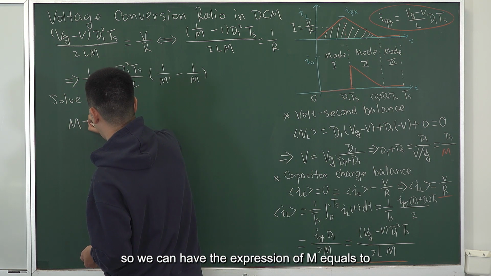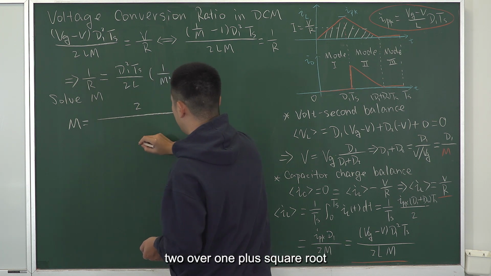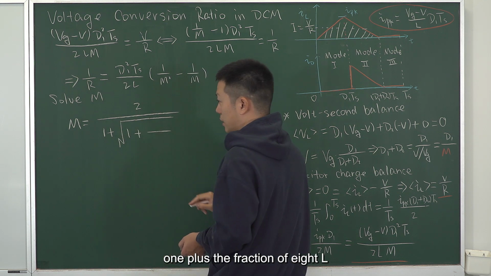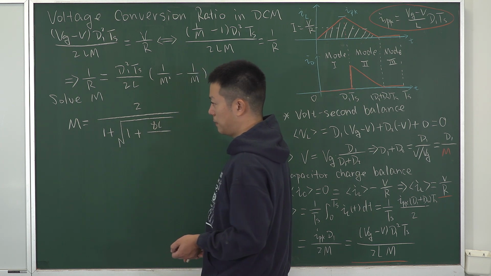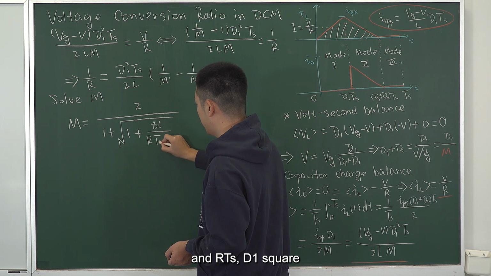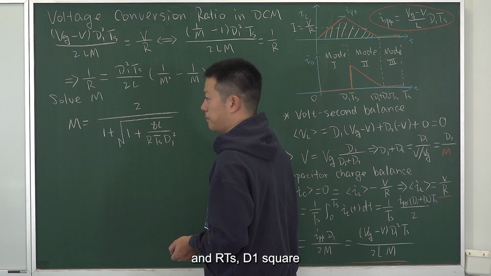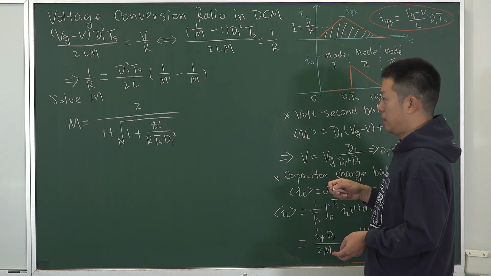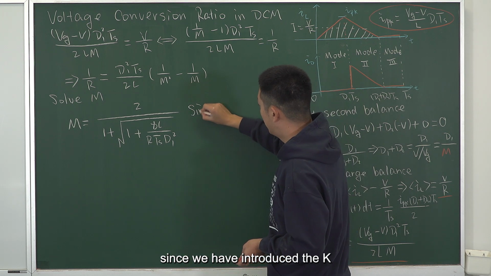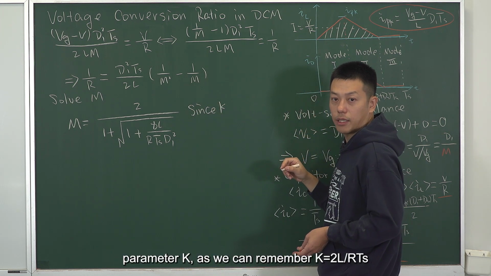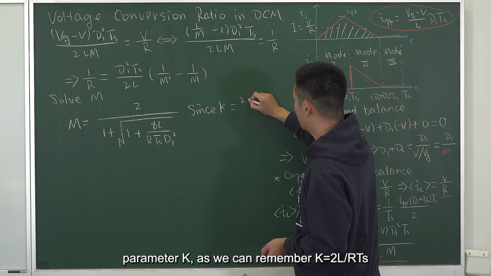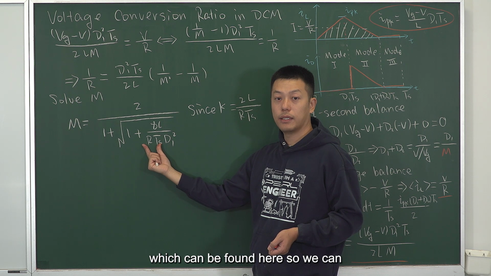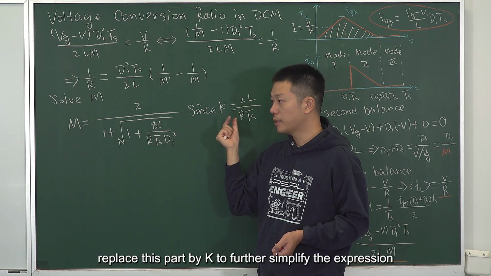So we can have the expression of M equals 2 over 1 plus square root of 1 plus the fraction 8L over R Ts d1 square. So that's the feasible root for the voltage conversion ratio. Since we have introduced the K parameter, right? K, as we can remember, equals 2L over R Ts, which can be found here. So we can replace this part by K to further simplify the expression.